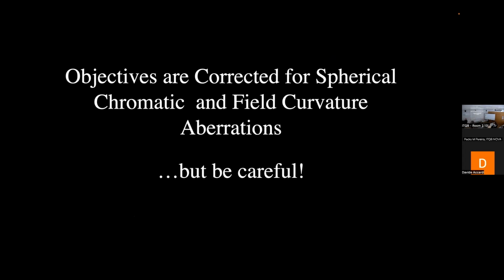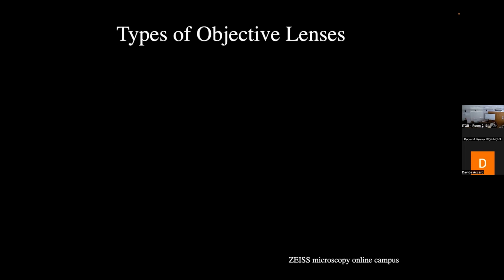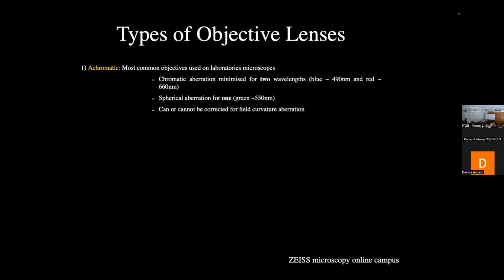But you need to be careful, because not all the objectives are equal, okay? So we need to learn this. There are different typologies of objectives. The first level of correction is called achromatic. So achromatic lenses are the least corrected lenses, but at the same time the most diffused in every laboratory in the world, because they are cheap, and for relatively quick observations, they might do a good job.